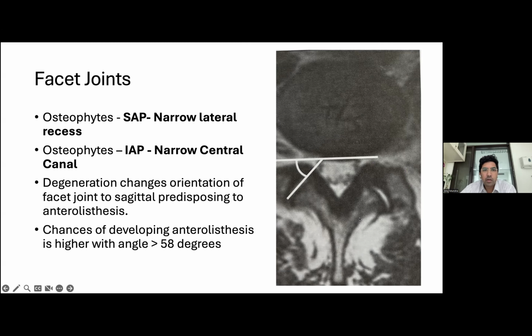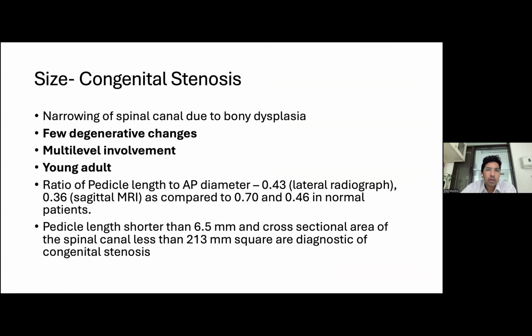Degeneration predisposes to anterolisthesis because it changes the orientation of the facet joints to sagittal. And if the facet joint orientation is greater than 58 degrees or around 60 degrees, then there is a high predisposition to anterolisthesis. Narrowing of the spinal canal due to bony dysplasia is known as congenital stenosis.